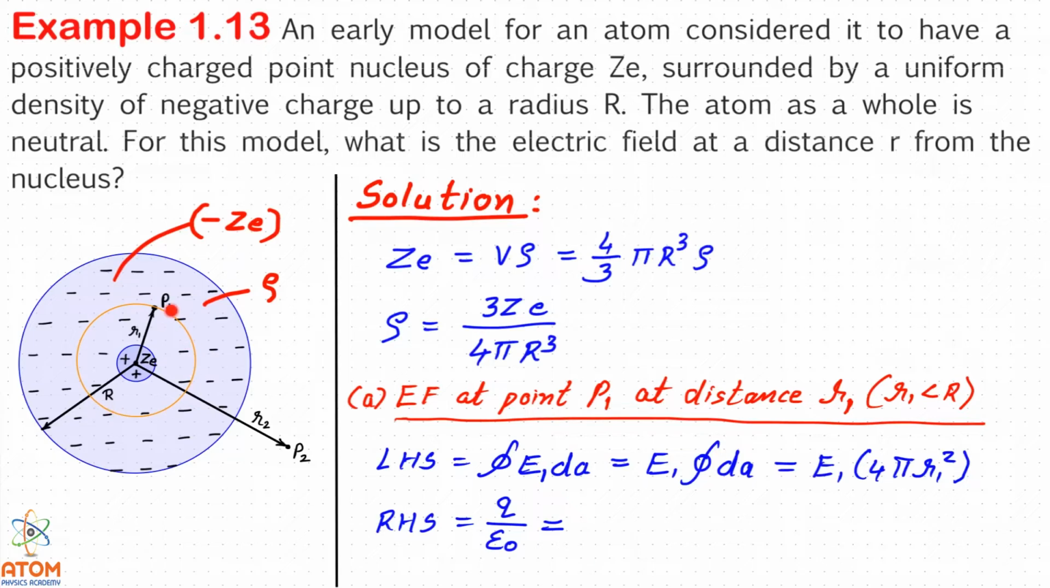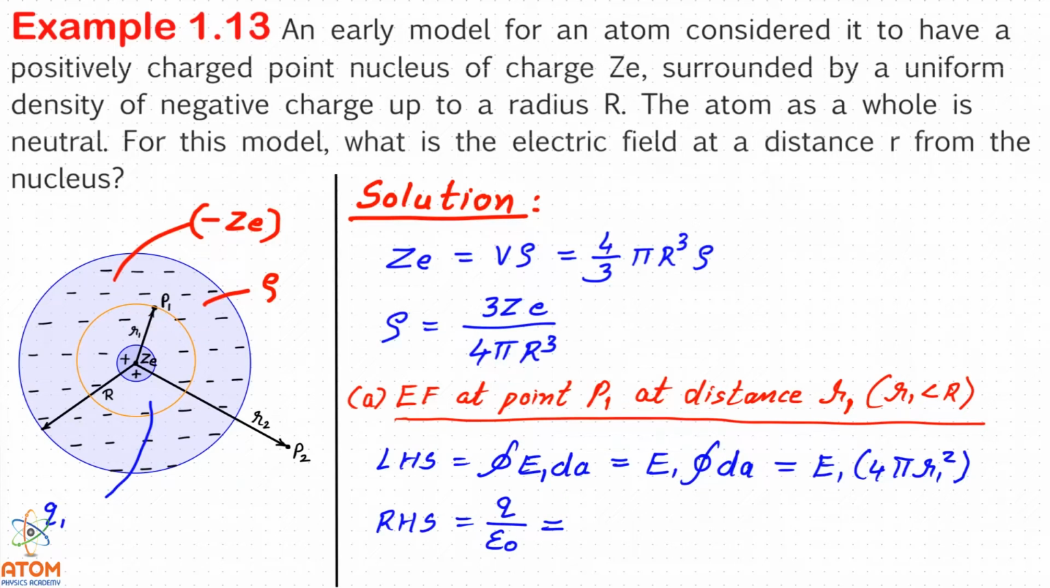See, inside this Gaussian surface there are two charges. One is the positive charge Ze of the nucleus and another is the negative charge of this portion of atom which is inside the Gaussian surface. So first of all, let me name this charge as Q1. This is the negative charge inside this Gaussian surface, that is Q1.